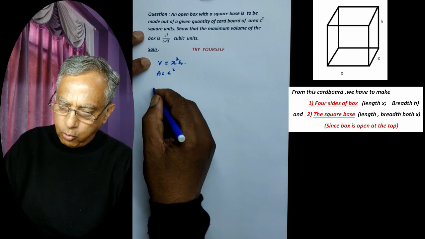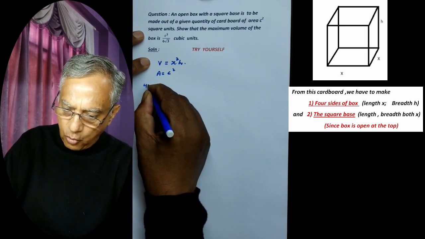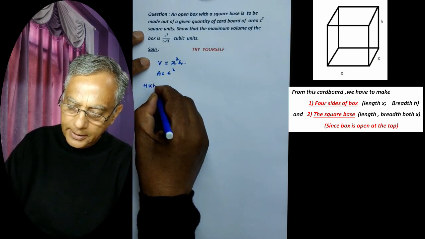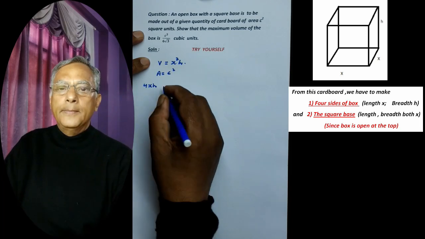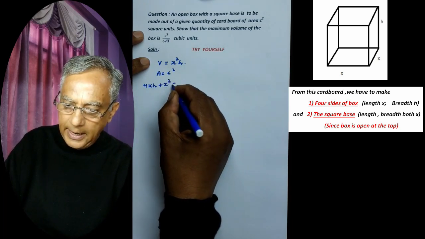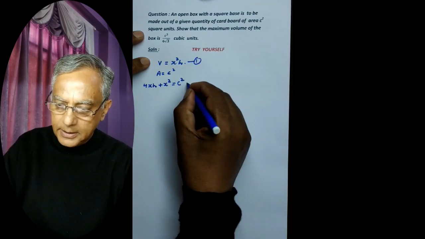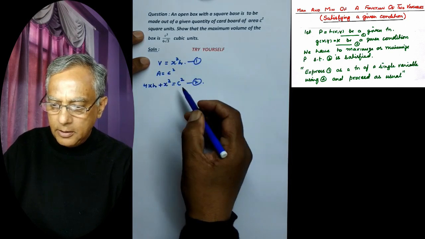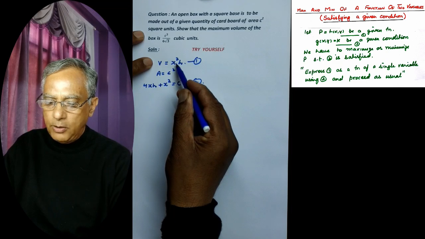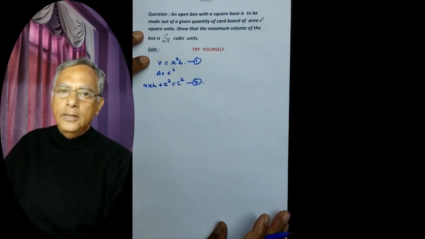So area of four sides of the box will be 4 into x is length into height, 4xh. And area of the base is x square. This must be equal to c square. Let this be 1 and this be 2. Now using 1 and 2 express this as a function of a single variable and proceed. You can try this yourself.